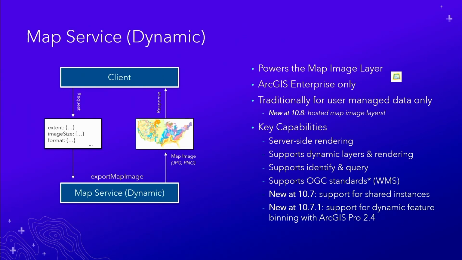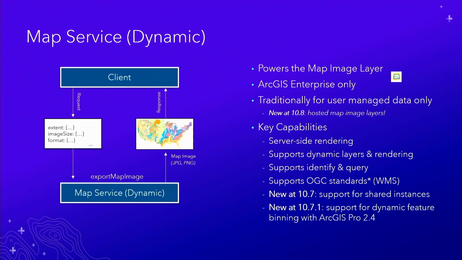Even though it's returning a map image, it does also expose APIs for identifying features and querying, but that's a two-part thing. The client asks for the image, and then the user clicks on the map, and then it sends another request to the server. One thing that's important to note is the dynamic map service does support some important OGC standards, such as WMS.